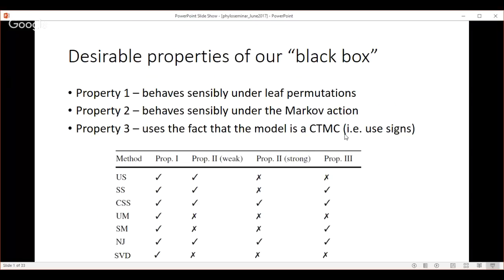Property three is basically saying, do you make explicit use of the fact that you're thinking there's a continuous time Markov process happening underneath the hood? The expectations you have about the signs come from the fact that this is a continuous time Markov process. The methods that have that are signed squangles, the bias corrected signed squangles, the signed minors, which is the modification to the edge invariant idea, and also neighbor joining. So if we look across that, we can see the corrected squangles and neighbor joining seem to have all three properties. Everything else is missing something somewhere or other.